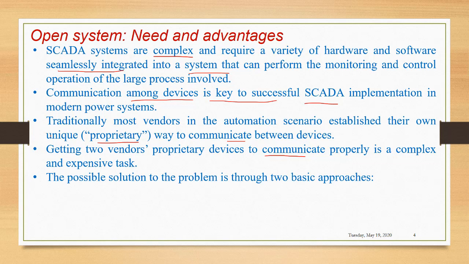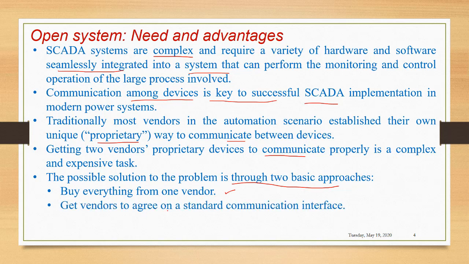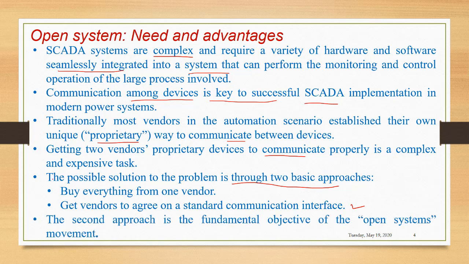So the possible solution to the problem is through two basic approaches. The first is that we can buy everything related to SCADA from one vendor. The second is to get the vendors to agree on a standard communication interface. So we have to tell the vendors to make their communication protocols standard protocols, so that components from other vendors can be accommodated and implemented later on. This second approach, getting vendors to agree on a standard communication interface, is the fundamental objective of the open system movement.